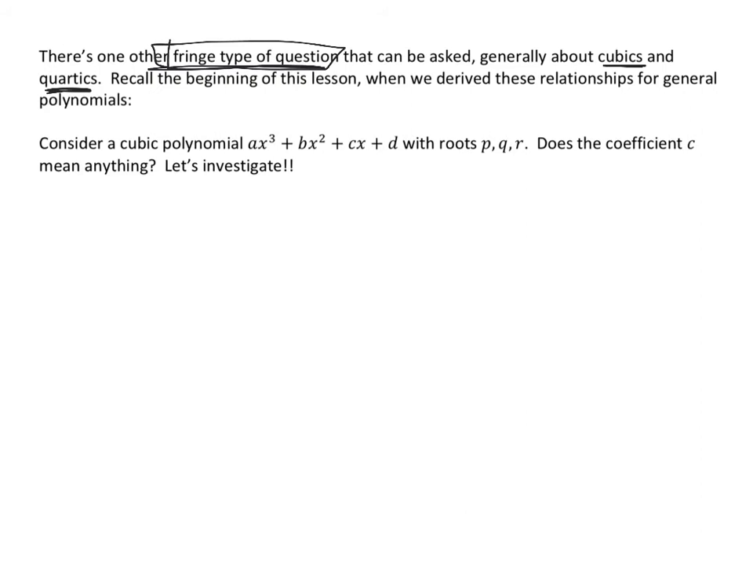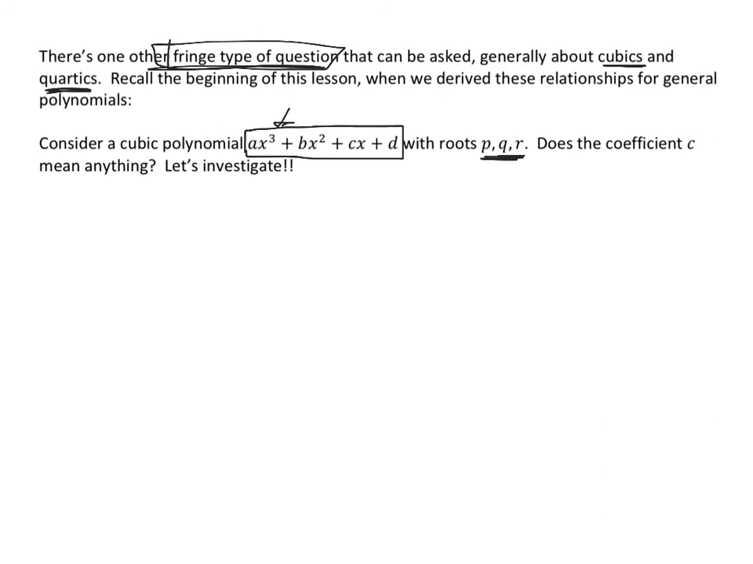So I want you to remember the beginning of the lesson where we spent like 8 minutes deriving the relationships for the general polynomials. I'm going to do that again for a cubic, but it's going to be cleaner this time, and I think it's going to be a lot clearer. So stay with me. I want us to consider a polynomial like ax cubed plus bx squared plus cx plus d. It's degree 3, which means it's going to have 3 roots. We're going to call them p, q, and r.